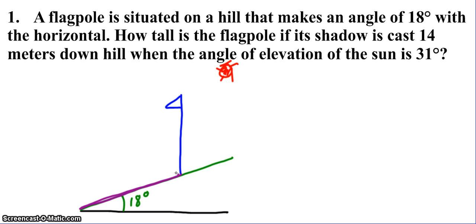And I know that, let's see, the angle of elevation of the sun is 31 degrees. So this entire angle here is 31 degrees. And I know that the flagpole's shadow is 14 meters long. So I know that the shadow is 14, and we are trying to find the height of the flagpole.